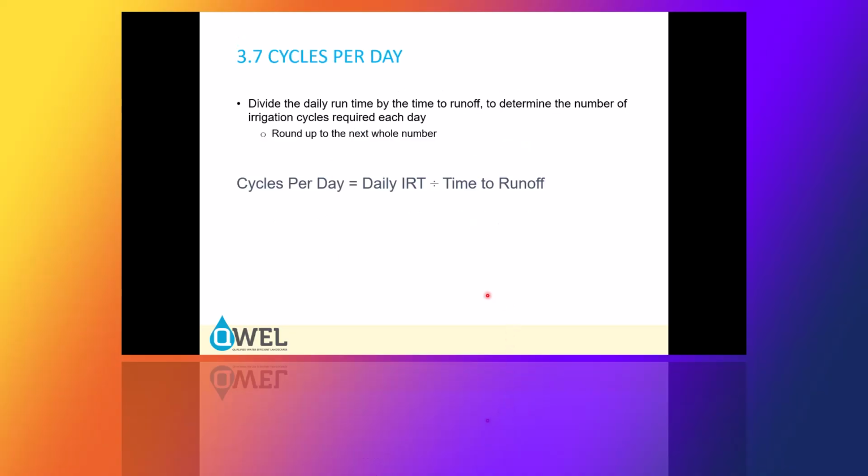Now let's talk about cycles per day. Our cycles per day equals the daily irrigation runtime divided by the time to run off. So that's our limiting factor, right? Anything that just runs off the property, then we're just wasting water. So we need to make sure that our daily irrigation time is always at or less than the runoff time. And then we round up to the next whole level.